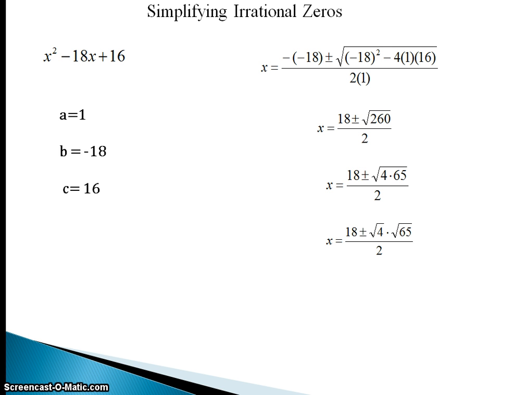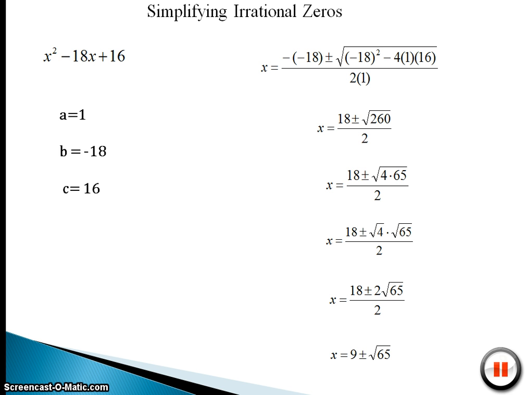And then we're going to separate those two radicals and continue to simplify until we get 18 plus or minus 2 times the square root of 65, all divided by 2. At this point, I'm going to divide 18 by 2, and that gives me 9. And I'm going to divide 2 times the square root of 65 by 2, and that gives me the square root of 65.